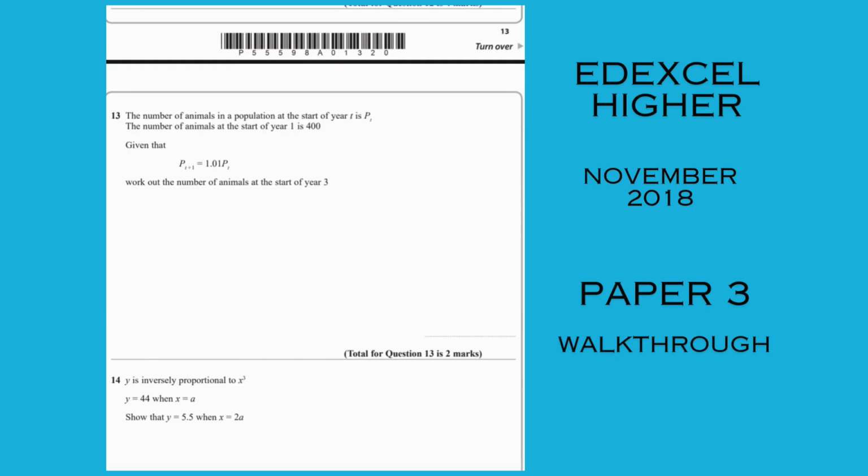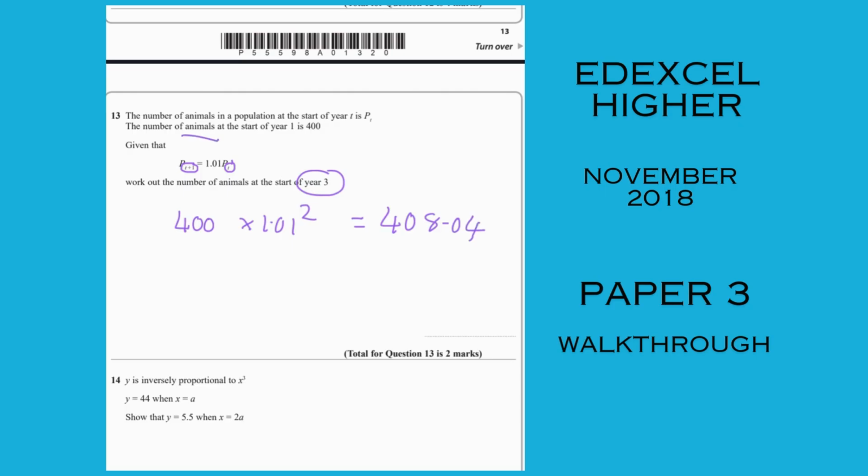Question 13. Not very nice terminology, but actually a really nice question. What does this P mean? Doesn't matter. It means to get next year's number of animals, you times the current by 1.01. So 400 times 1.01 gives us the population for year 2. And if we times it again, we get the population for year 3. And there we go, that's it. Nothing more complicated.